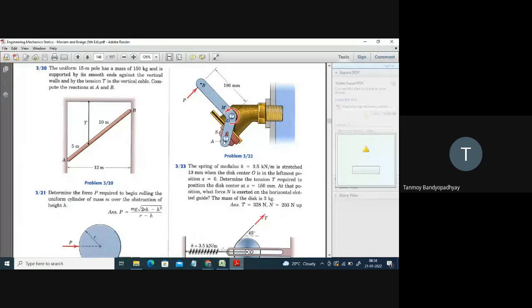So here you see there is a frame. In this frame there are 2 points. There is a uniform pole. It has a mass and is supported by 2 smooth ends against 2 vertical walls, and by the tension T in the vertical cable. Compute the reactions at A and B. This is comparatively easy. Okay, let me do this one.